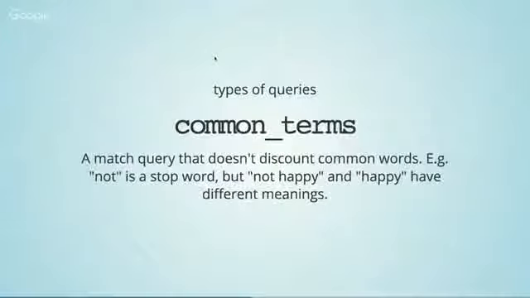Common terms is a more natural language specific thing where you don't want to just rule out all stop words altogether. So a stop word is something that is very common in text, like the, a, not, and these generally will get lots of matches through a corpus, but the documents returned aren't necessarily more relevant because the term is there. But sometimes common terms are really important, like the example here: not happy versus happy have entirely different meanings. So you might want to do a common terms query in that case.